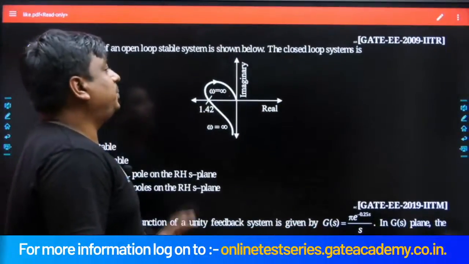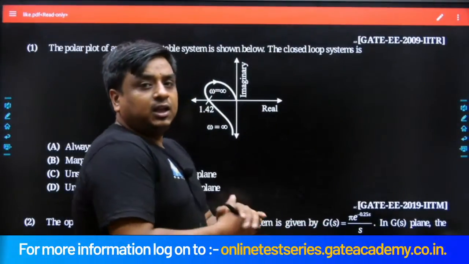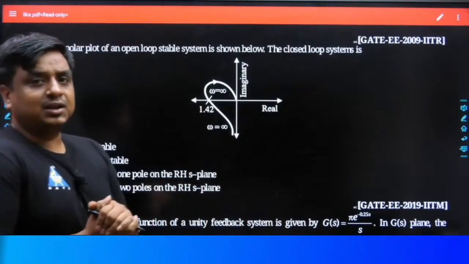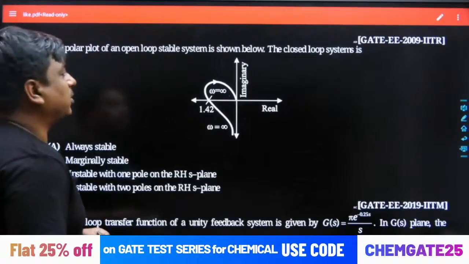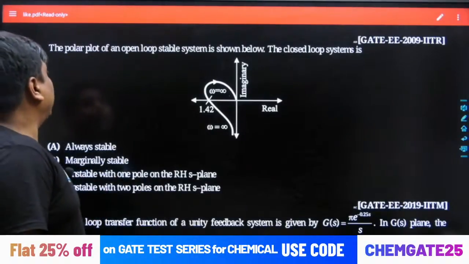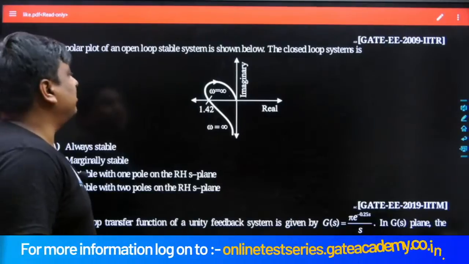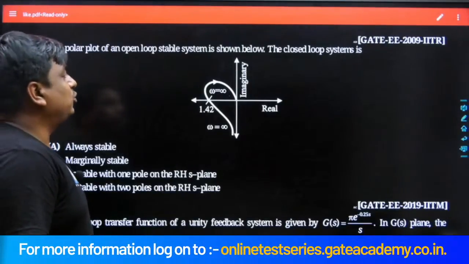This problem had been experienced by the electrical people. In the year 2009, the problem was framed by IIT Roorkee. Let me read the problem word to word, and then we would try to smash this problem out. The problem states: the polar plot of an open loop stable system is shown below. The closed loop system is.